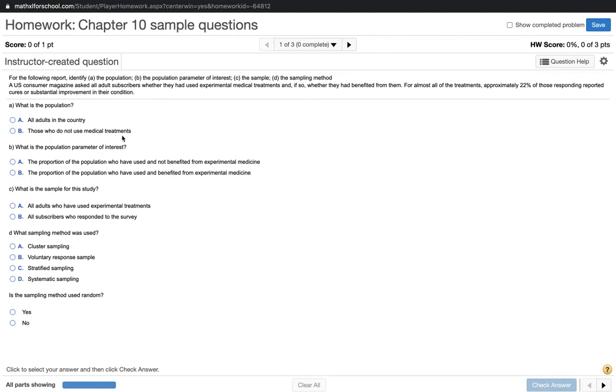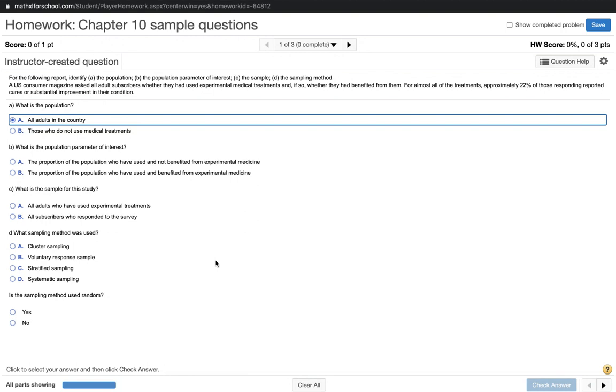But if you look at B, obviously that doesn't make sense, because the question says all adult subscribers whether they had used experimental medical treatments. So B could not possibly be the answer. The answer is all adults in this country. They're hoping to learn about all adults who use these experimental medical treatments.